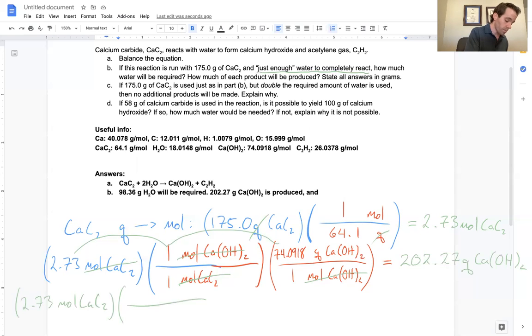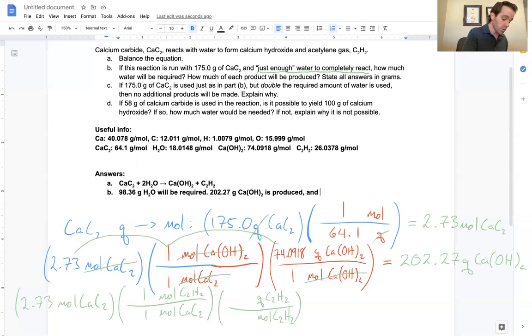Again, I'm going to convert it. Moles of calcium carbide is going to get replaced with moles of the other product, which is the acetylene, C2H2. The reaction tells me that these occur in a 1-to-1 ratio. Again, go for the gold, do all the conversions at once, and moles of acetylene replaced with grams of acetylene is going to get you everything you need.